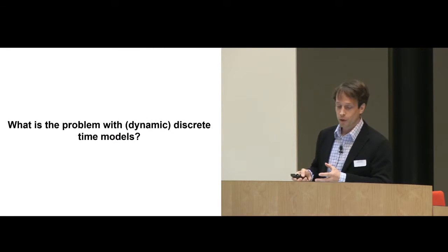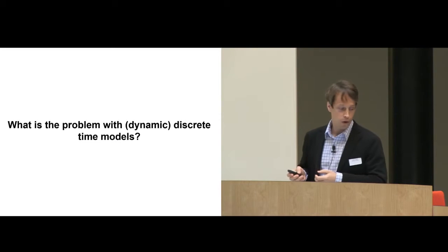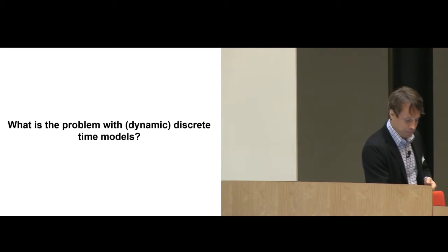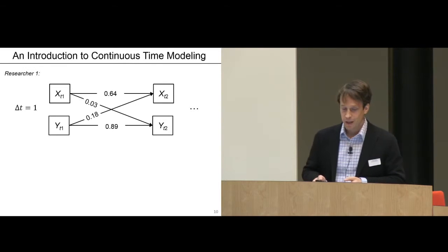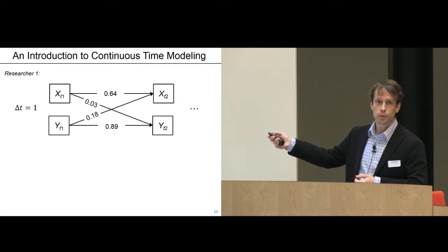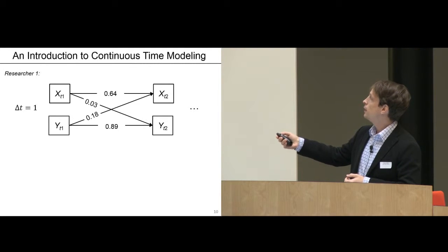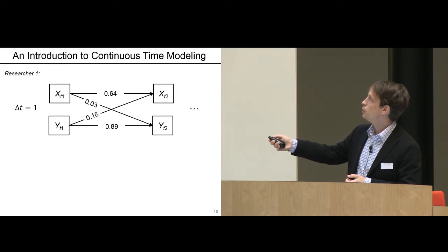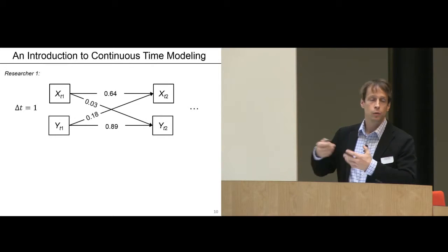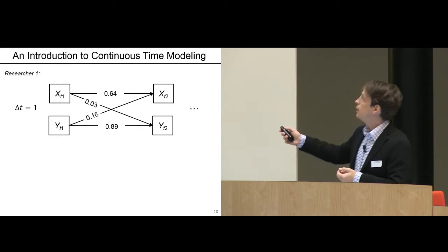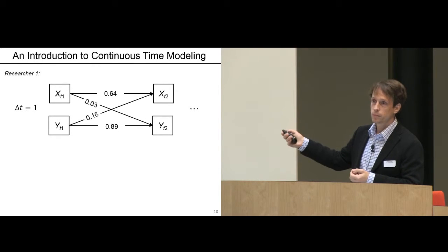What's the problem with dynamic discrete time models? And for that, let me give you a little example. Imagine we have a researcher, and this researcher is interested in the relationship between two variables, x and y. He conducts a longitudinal study across many time points, and he used a time interval of, say, 1 month, or 1 year, or 1 minute. The unit doesn't matter. And he obtained these results.